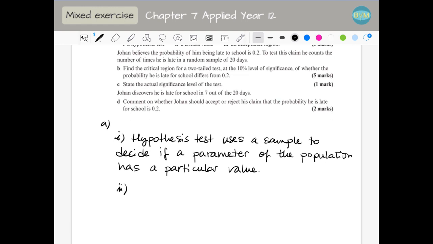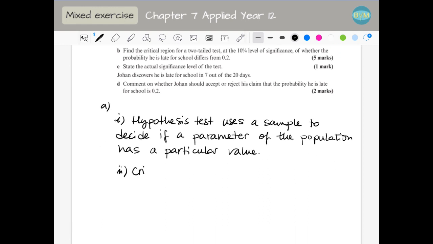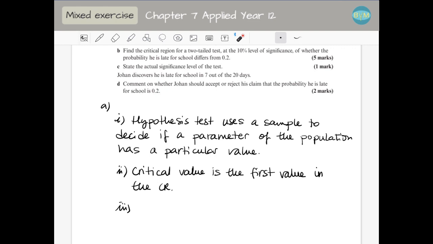The second says critical value. So critical value is the first one that falls in the critical region. Critical value is the first value in the critical region. And the critical region, I'm just going to write like this to not take ages.